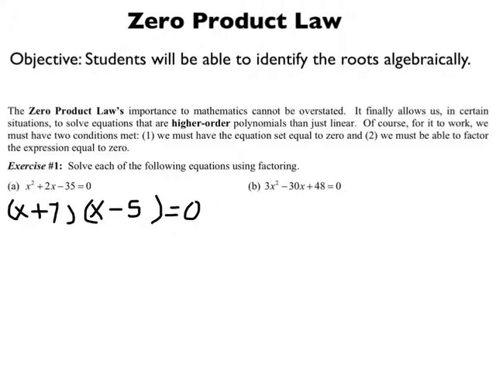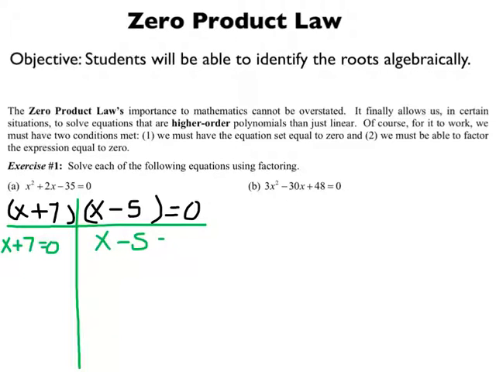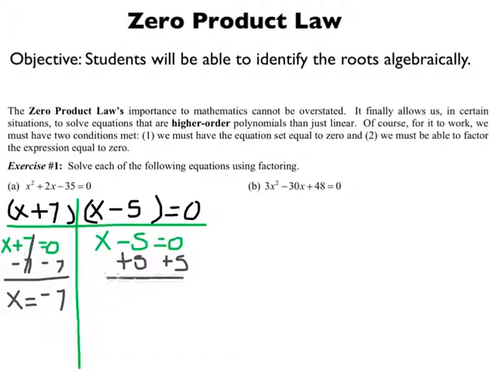The next step that I'm going to do is I'm going to tee it up. And I'm going to set each side equal to 0. X plus 7 equals 0. X minus 5 equals 0. Subtract 7 on both sides. X equals negative 7. Add 5 on both sides. X equals 5.